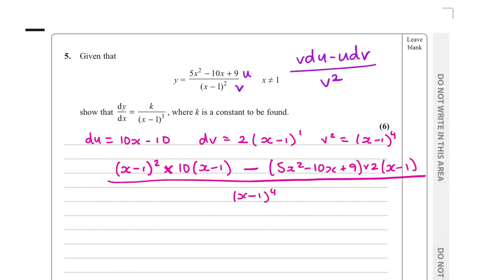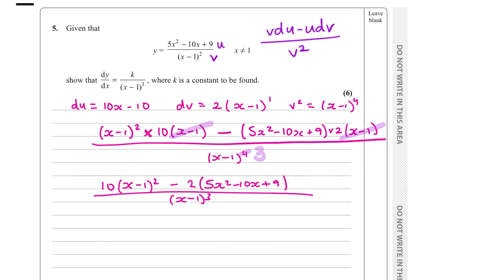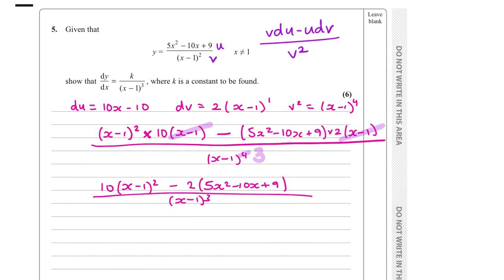Now, actually, if I look at all my terms, I have 3 terms, don't I? 1 term, 2 term, 3 term, because this will multiply and simplify, this will multiply and simplify. All of them have x minus 1 as a factor. So actually, I can start by taking away an x minus 1 from everything. So now, on my numerator, I have 10 lots of x minus 1 squared minus 2 lots of 5x squared minus 10x plus 9 all over x minus 1 to the power of 3. Okay? Now from here, I will now need to expand and simplify.